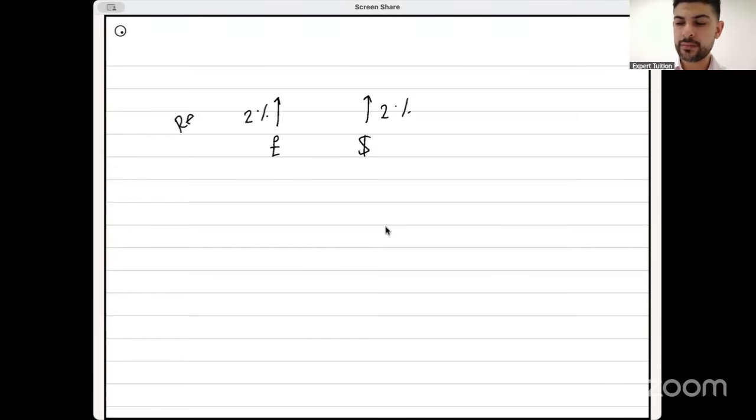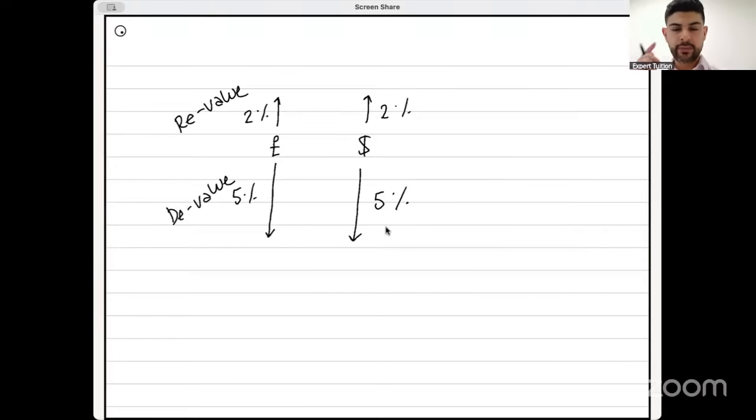So they can revalue it. And then if, for example, the dollar depreciates by, let's say, 5%, the Bank of England again are going to intervene and they're going to devalue the exchange rate. So to be clear, a depreciation or an appreciation is caused by supply and demand without any intervention by the government or the central bank, whereas revaluation and devaluation is where they're purposely making it stronger or weaker. Okay, how do they do it?